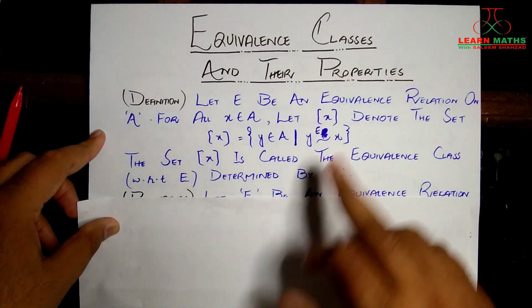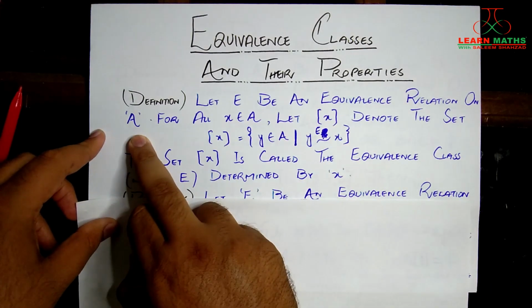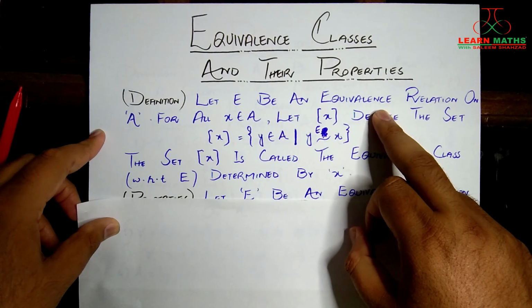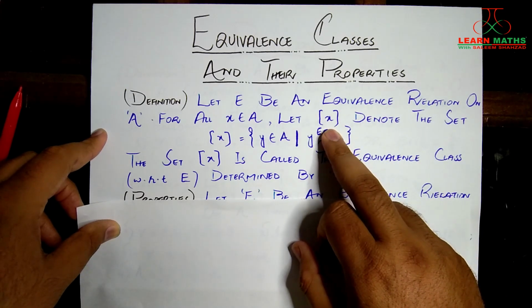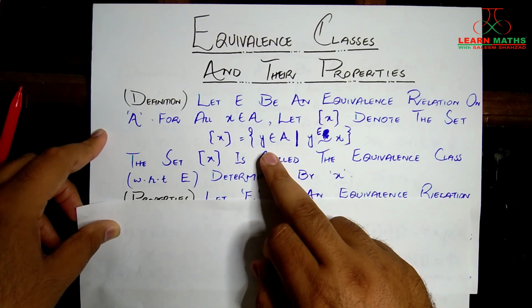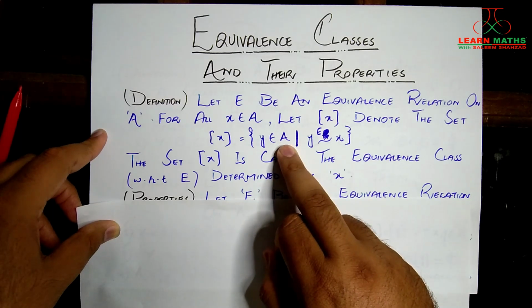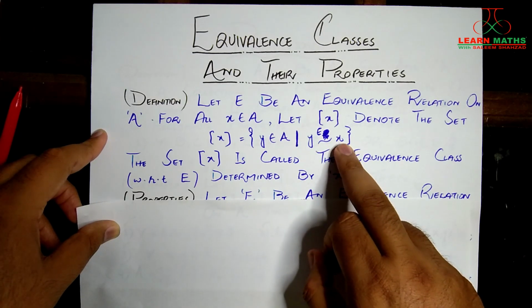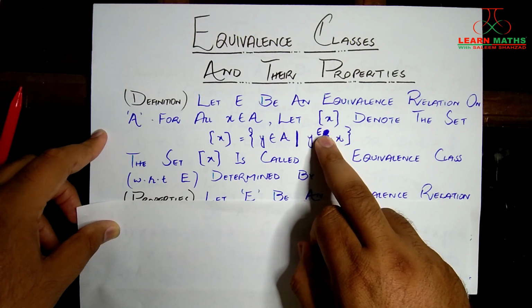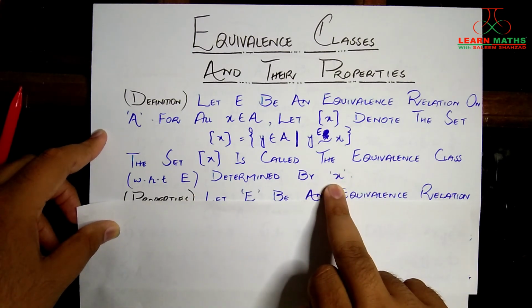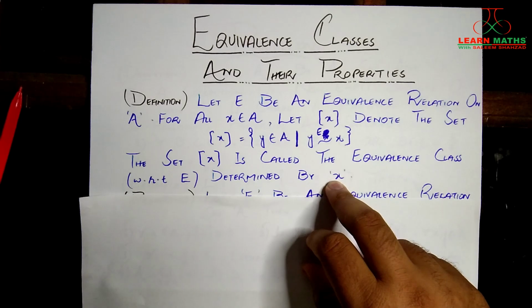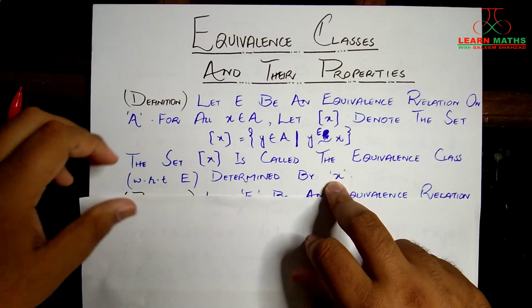Now what does it mean? Let me explain this. You have an equivalence relation E on the set A. If it is an equivalence relation, then it means it is reflexive, symmetric, and transitive. And we are defining a set which contains all those elements of the set A which are related to this element X by the relation E. Okay, this set is called the equivalence class with respect to E determined by X. If three elements are related to X, then the set of those three elements will be called the equivalence class with respect to E determined by X.